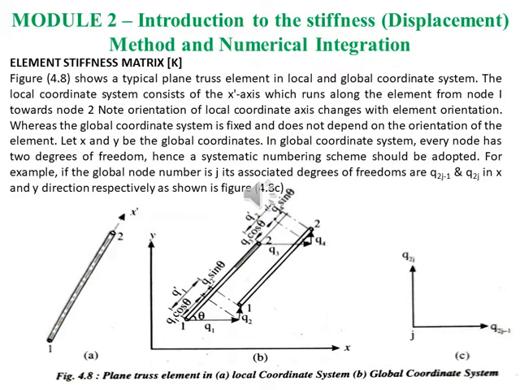So let us consider x and y to be the global coordinates, and in the global coordinate system every node has 2 degrees of freedom, that is along the x-axis and along the y-axis: the linear motion along the x-axis and linear motion along the y-axis. Hence a systematic numbering scheme has to be adopted. So if we consider an example, if the global node number is j, its associated degrees of freedom are q 2j minus 1 and q 2j in the x and y direction respectively, as shown in the figure below.